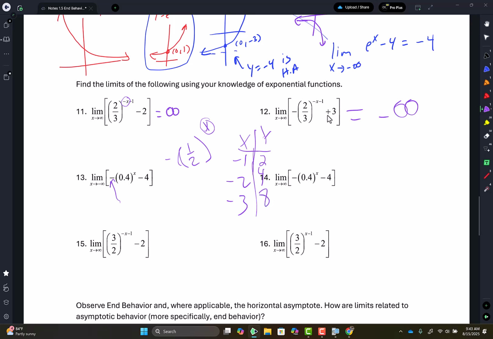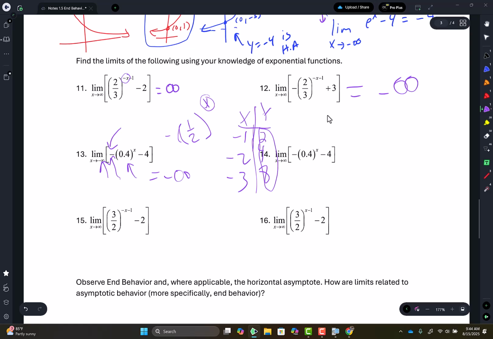What's happening to the outputs? Check it out. The outputs, 2, 4, 8. They're getting bigger. So when I approach negative infinity, because that's what this one is approaching, this output is going to be getting bigger. The magnitude's going to be getting bigger. But because I have that negative in the front, it's going to be negative infinity. Does that make sense, guys?